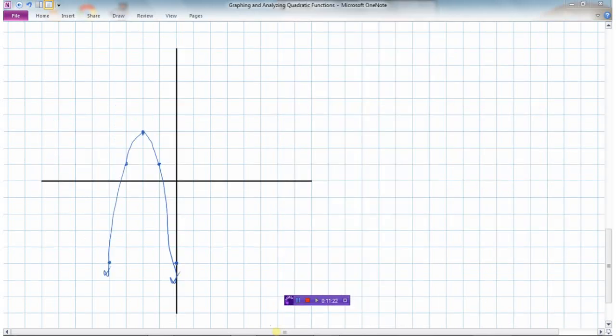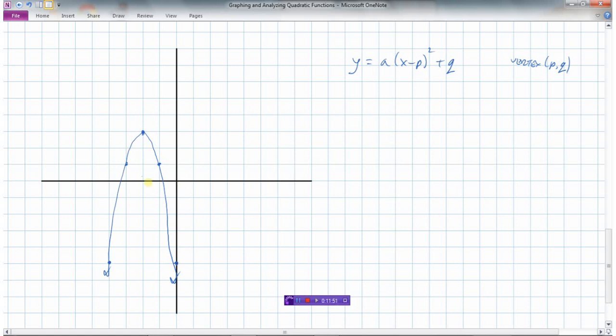Now let's say we're given the graph of the quadratic function, and we need to come up with its equation. So we know the equation of a parabola in vertex form is y equals a(x minus p) squared plus q, where the vertex is (p, q), and then a affects the shape of the graph.